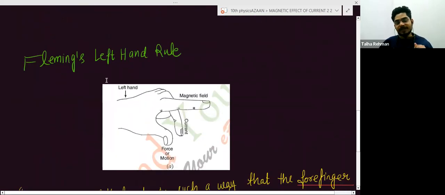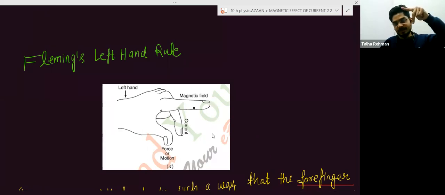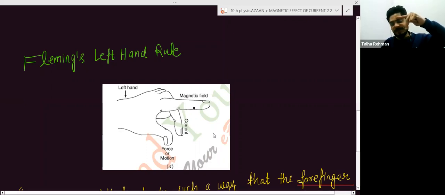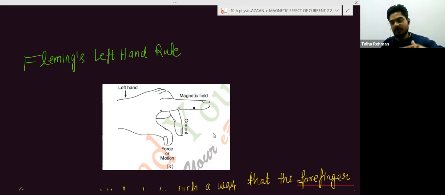Okay, so to find the direction of the magnetic force, there is a rule, that is Fleming's left hand rule. Fleming's left hand rule. So arrange the fingers of your left hand in this way: thumb, forefinger, and middle finger. In this way, all the three fingers should be perpendicular to each other. These fingers should be mutually perpendicular.